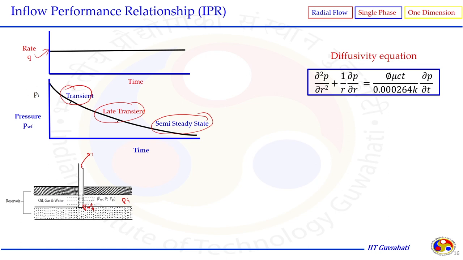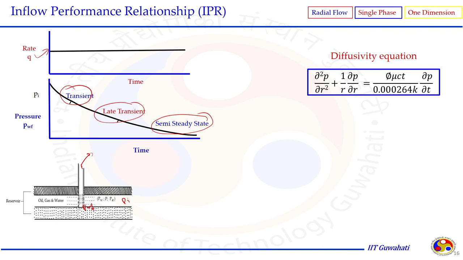Most of the reservoir produces under pseudo-steady state condition for a long period of its life. Transient and late transient conditions mostly happen in two situations. First, when the well has just started producing, or second, when the well has just been shut in. In that time, either the well just opened or just closed for production.